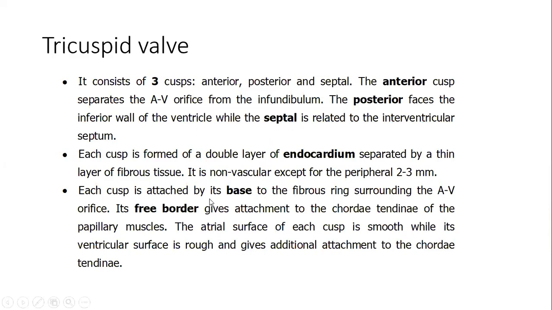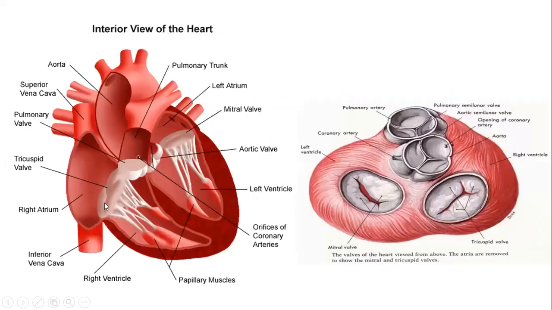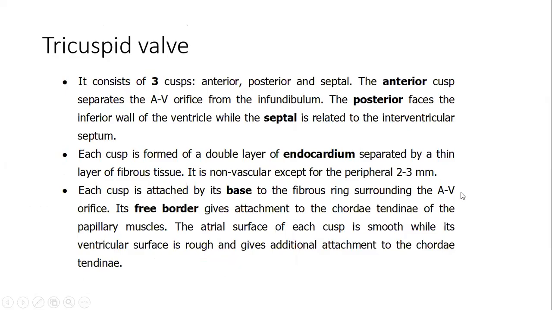Each cusp is attached by its base to the fibrous ring surrounding the AV orifice. As I said, this is the AV orifice, and around that there is a fibrous ring, and these cusps are attached to the fibrous ring, and the medial part is free to move. So each cusp is attached by the base to the fibrous ring around the AV orifice, and its free border gives attachment to the chordae tendineae of the papillary muscles.